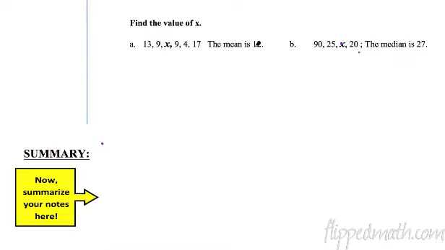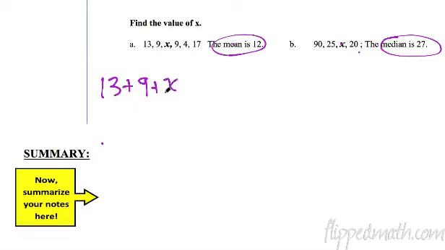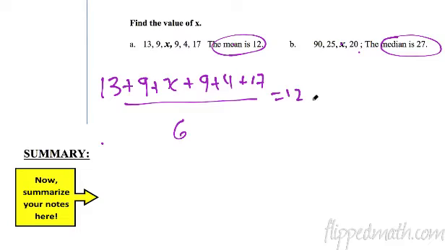Okay, and with these last two, they want you to find an unknown variable. They'll tell you the mean or they'll tell you the median. So let's look at the first one where they tell you the mean. The mean is where you add them all up and divide, and it should equal, in this case, 12. So I'm going to add them all up here. 13 plus 9 plus x plus another 9, a 4, and a 17. And then you have to divide by the number of numbers. I count 6, and that should equal 12.